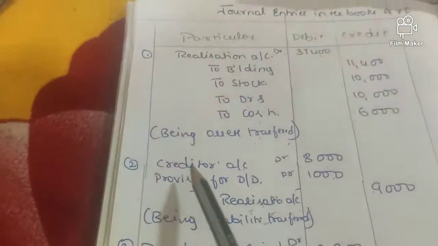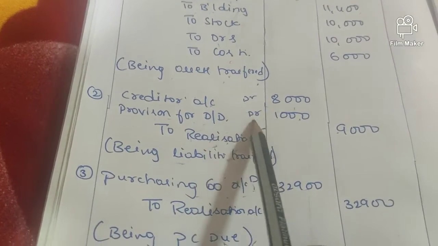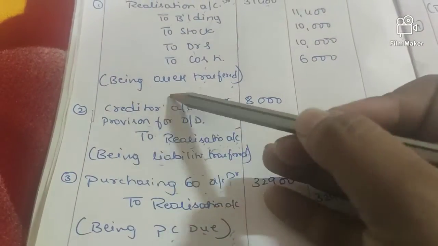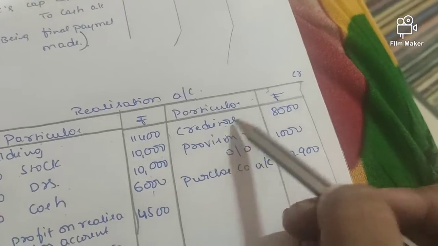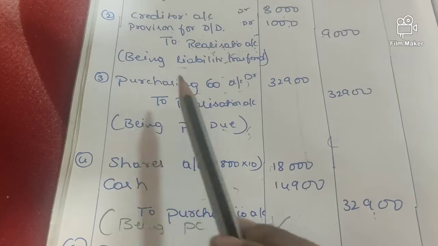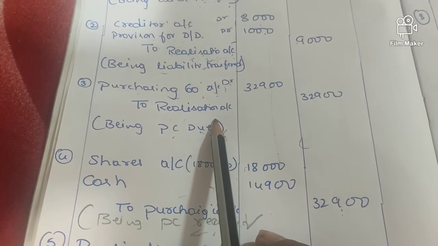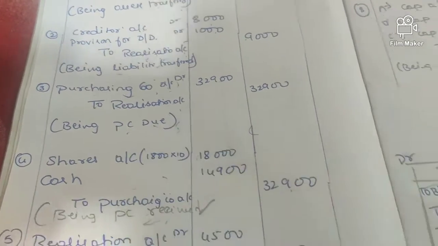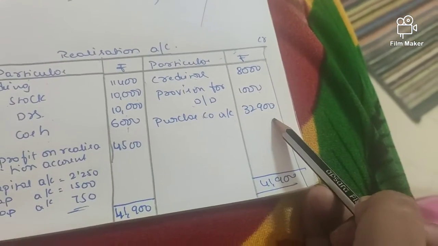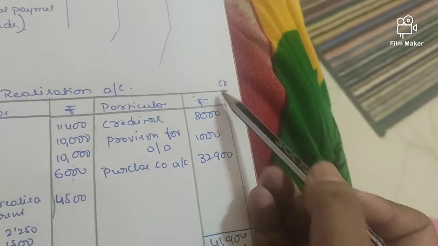Done. Come to the next entry: creditors account debit, provision for doubtful debts debit to realization account. The realization account is on the credit side, so on the credit side we will mention the opposite entry: creditors 8,000, provision for doubtful debts 1,000. Got the point? And the third entry, purchasing company account debit to realization account. The realization account is on the credit side, so we mention the purchasing company account with the amount 32,900. Now the total will be 49,900, that is the credit side is greater.